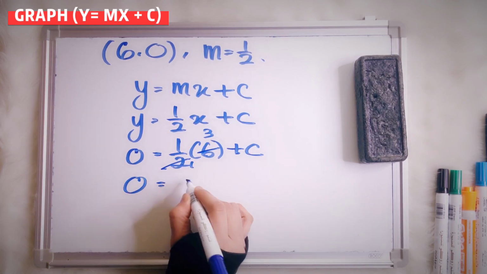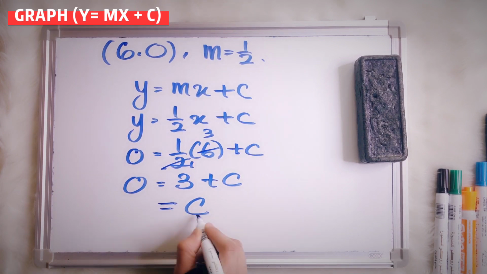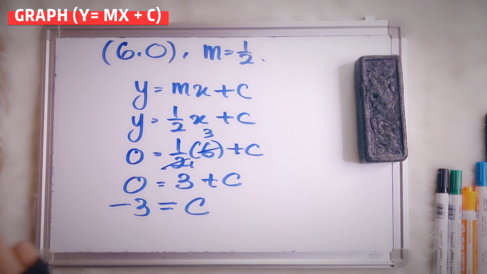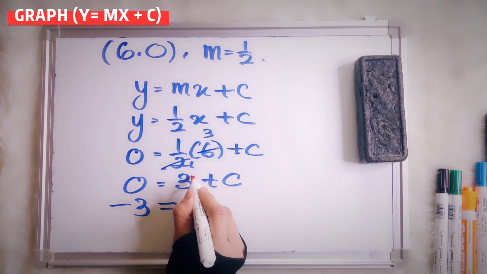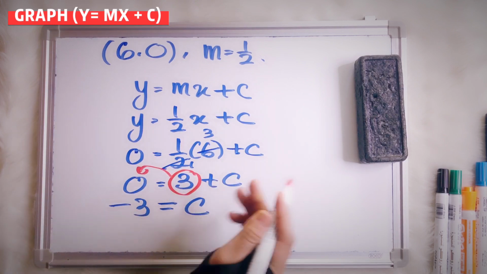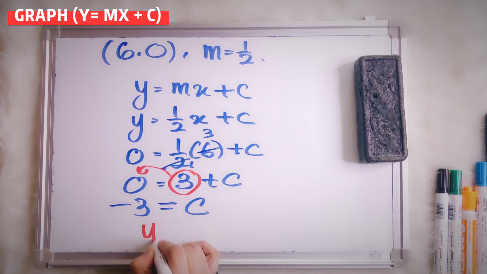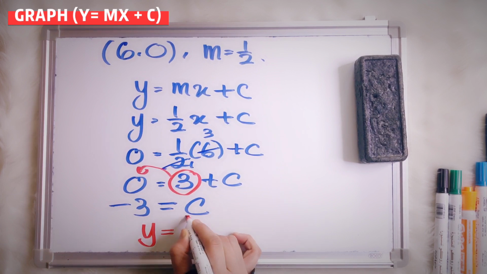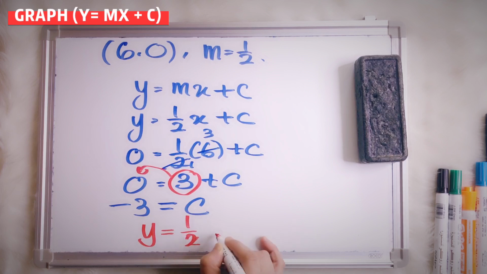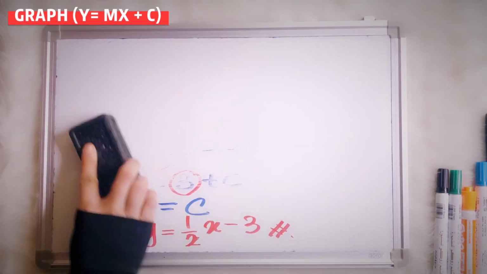3 plus c equals 0, so your c equals negative 3. Why negative 3? Because here is a positive. Once you bring it to the other side, it is the opposite. The opposite of positive is negative. So now your equation is y equals 1 over 2 x minus 3. Easy. Now one more.